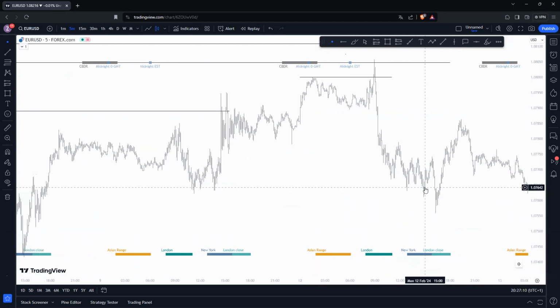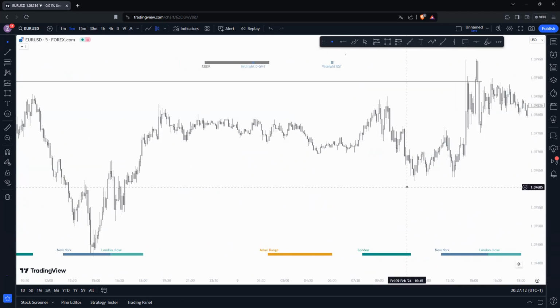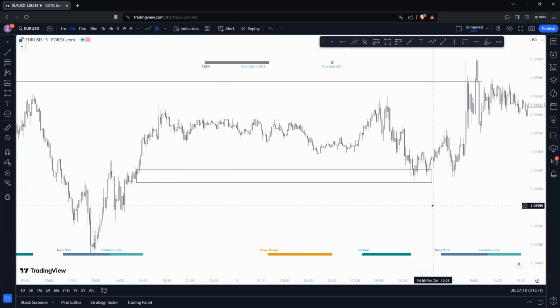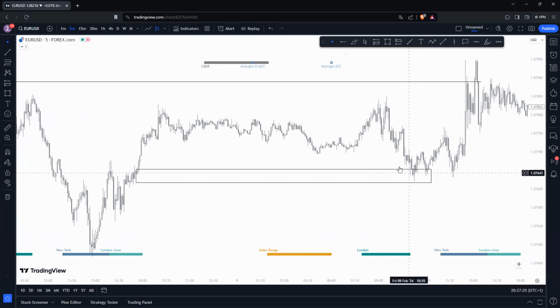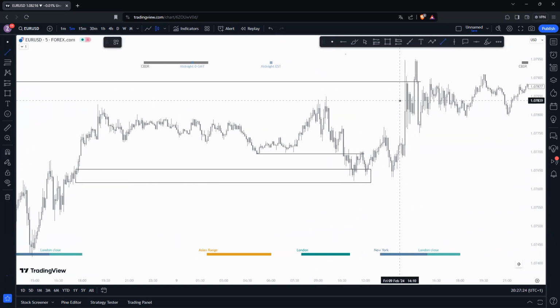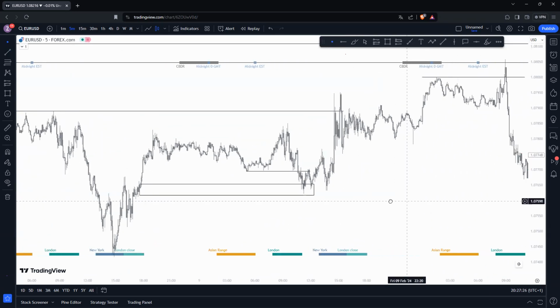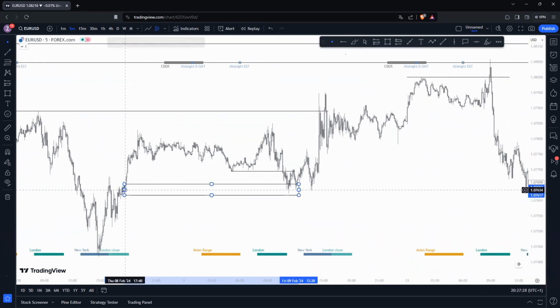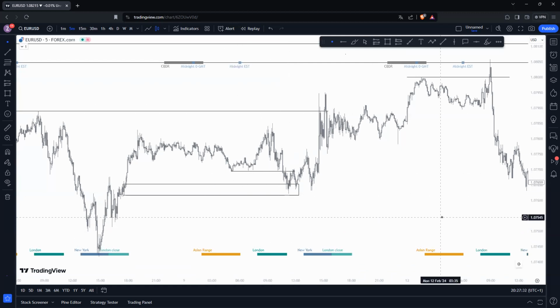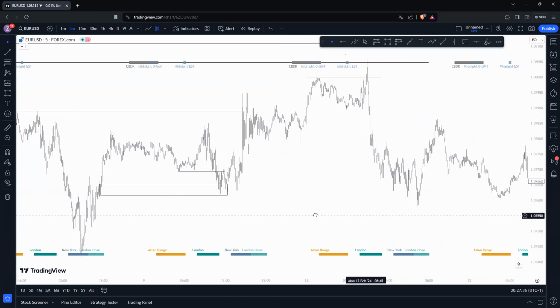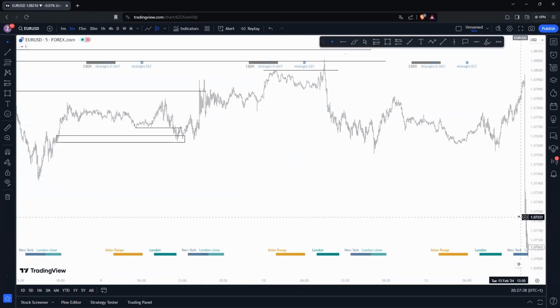Also for this day, I think I took a buy right here. It was London taking the Asian lows, and then it went to the highs, that daily high. So yeah, it's all about finding the engulfs below and above the session highs or daily highs and lows, and executing them inside the kill zones. That's it.